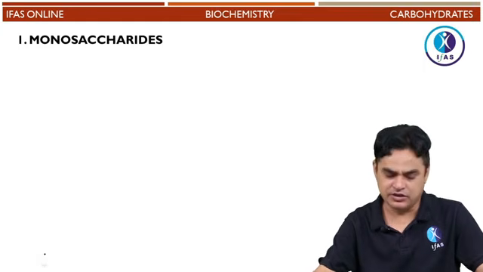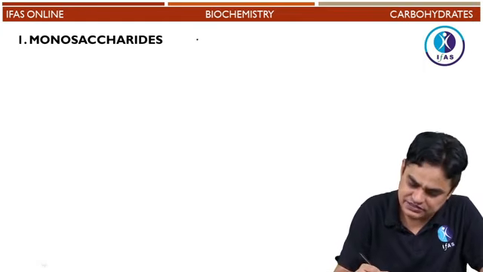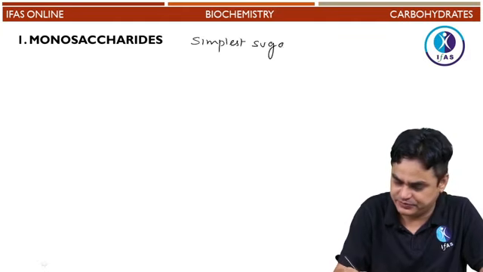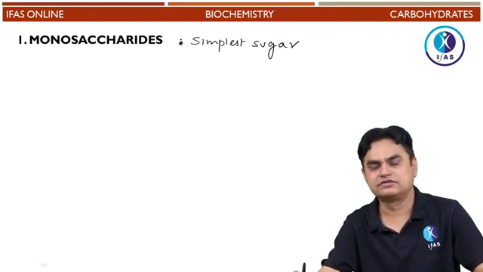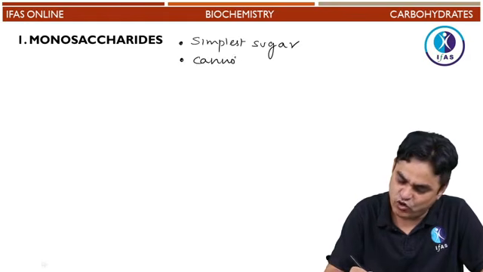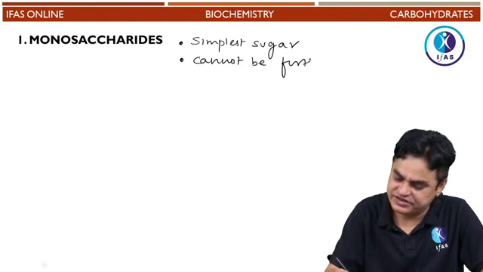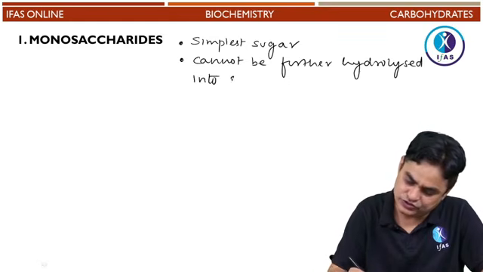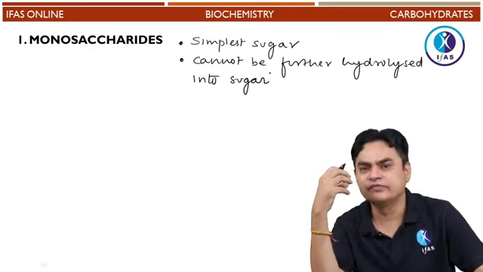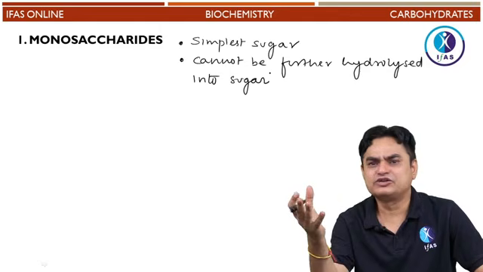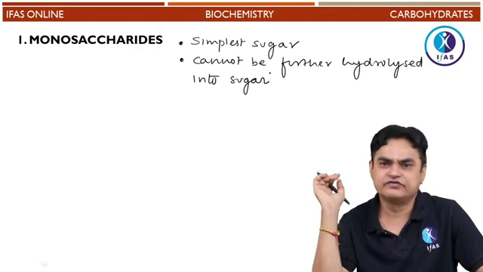Monosaccharides. Monosaccharides are the simplest sugars, that is, they cannot be further hydrolyzed into sugars. They themselves are the basic sugars. If you hydrolyze, you will not get a sugar. These are the smallest sugars which are known.